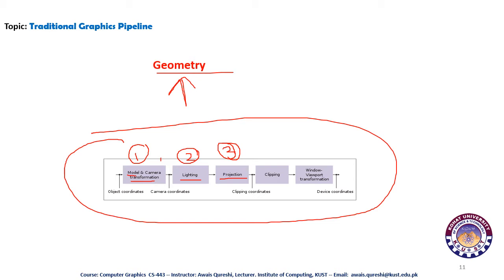So that's why this step is also very important. And the fourth step is called clipping. Clipping is also a very important concept. If you want to remove those elements from our scene that are not desired, that's why we use clipping.